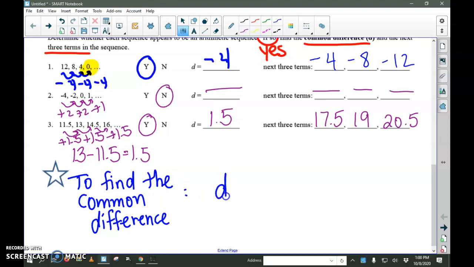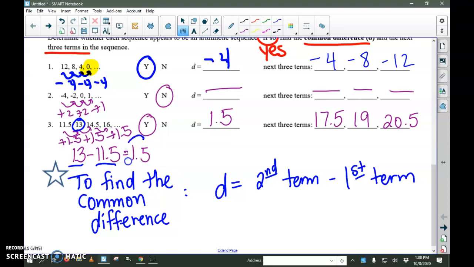So again, we said that common difference is represented by D. And in order to find the common difference, I could take the second term, right? In this case, my second term was 13, minus my first term. I'm going to write the word term in there, my apologies. So second term minus that first term. I did that here. I took the second number in my list, 13. I subtracted the first number in my list, and I got what ended up being that common difference.